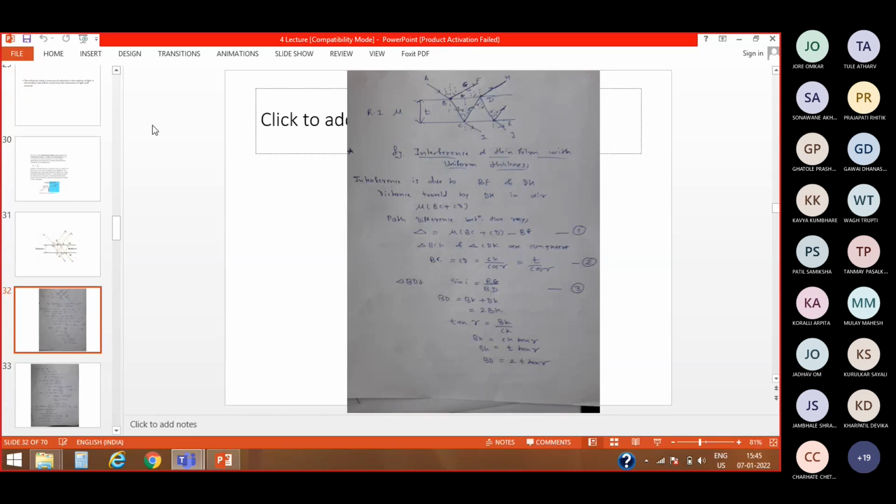Derive the conditions for constructive and destructive interference for a film of uniform thickness. कंडीशंस आपको derive करना है.